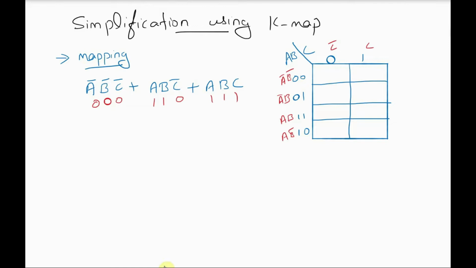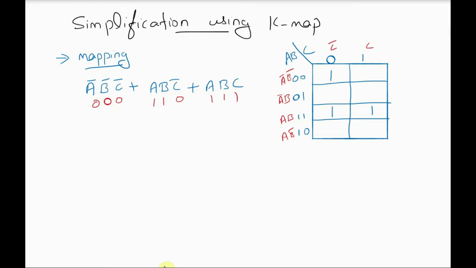So, when we map, the first one is a bar, b bar, c bar or 0, 0, 0. This is the first step. Row is a bar, b bar and the column is c bar. Next is 1, 1, 0. 1, 1, 0 lies here. Next a, b, c all are 1. 1, 1, 1 is this one. This is how we map an expression to kmap.